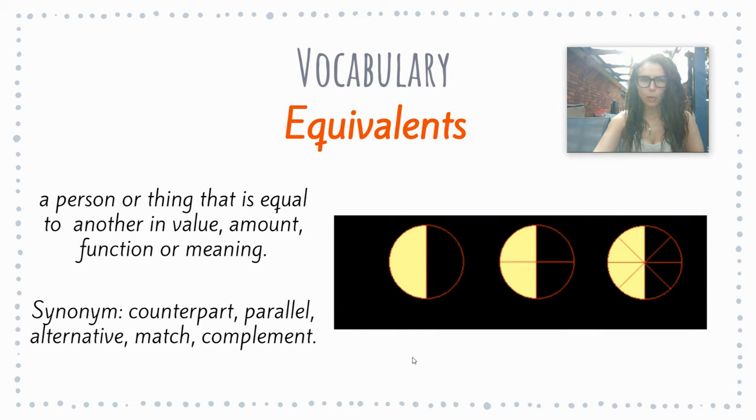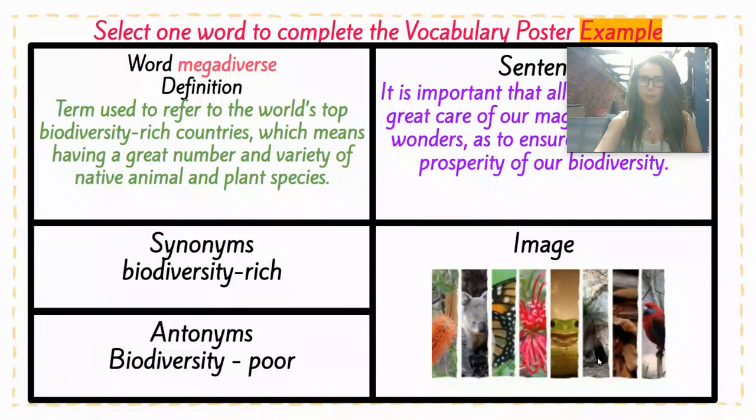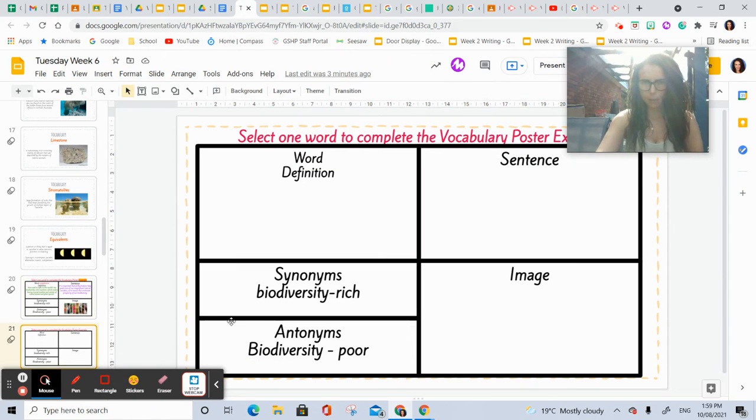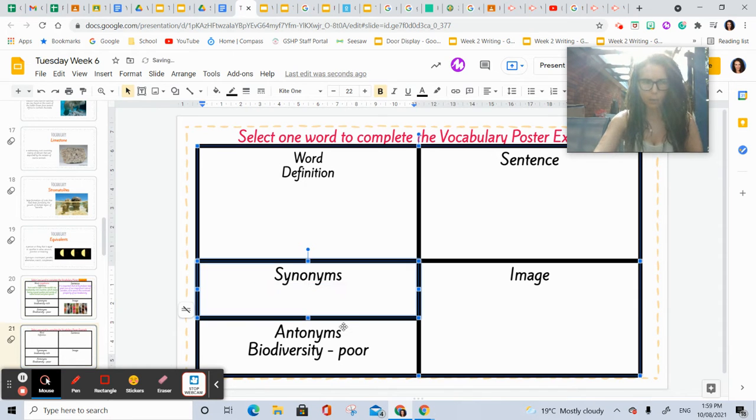And the word equivalent means a person or a thing that is equal to another in value, amount, function, or meaning. So when something is equivalent, something is the same as. Okay, so this is half, this is half, this is half. They're equivalent. Okay, so once again, that's the example. I want you to complete the vocabulary poster. Pick a word from the list and complete the poster like you have been doing the last few shared reading lessons.